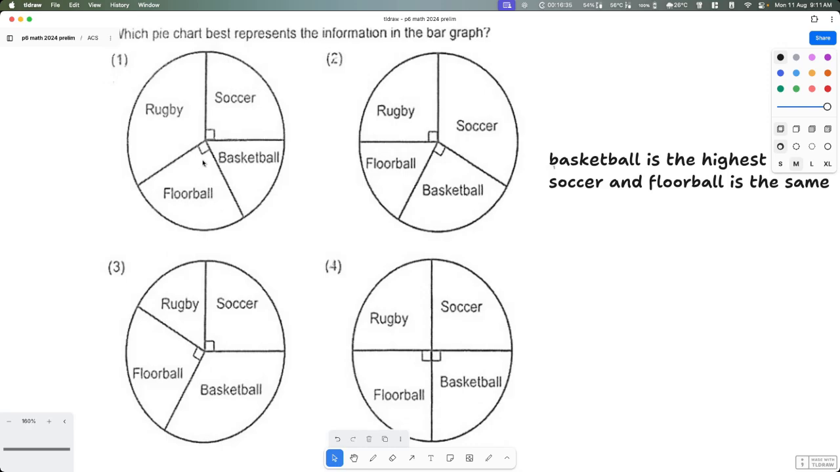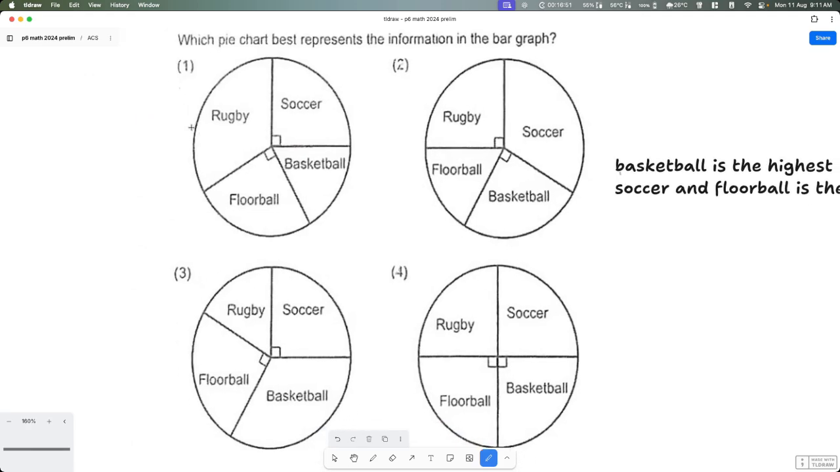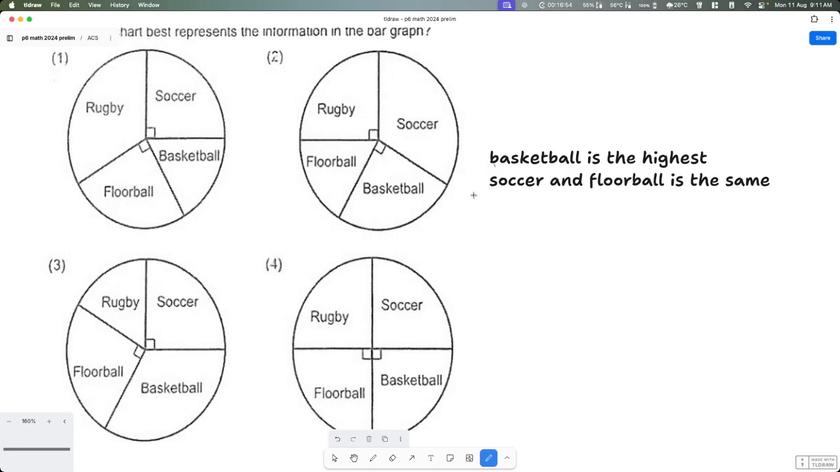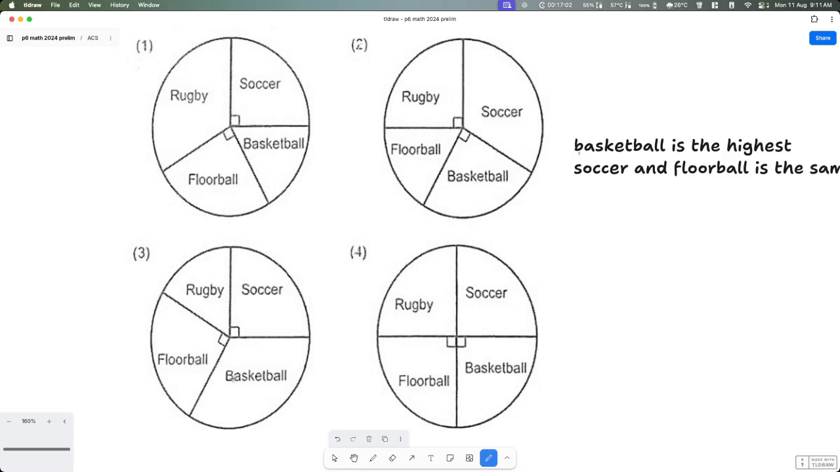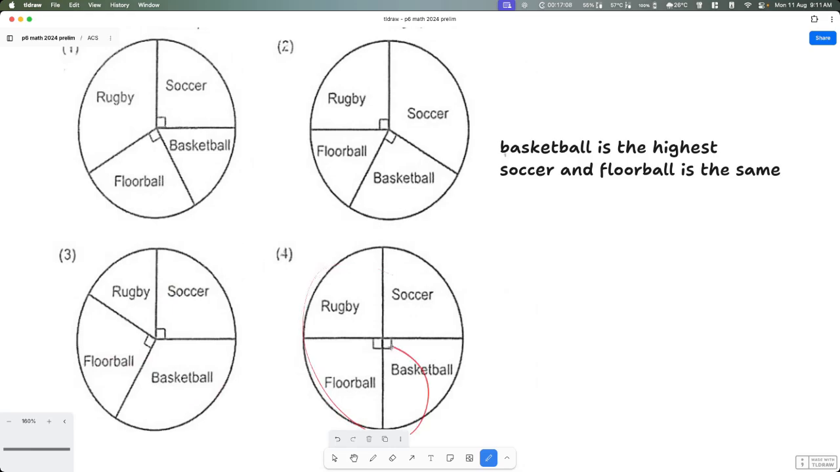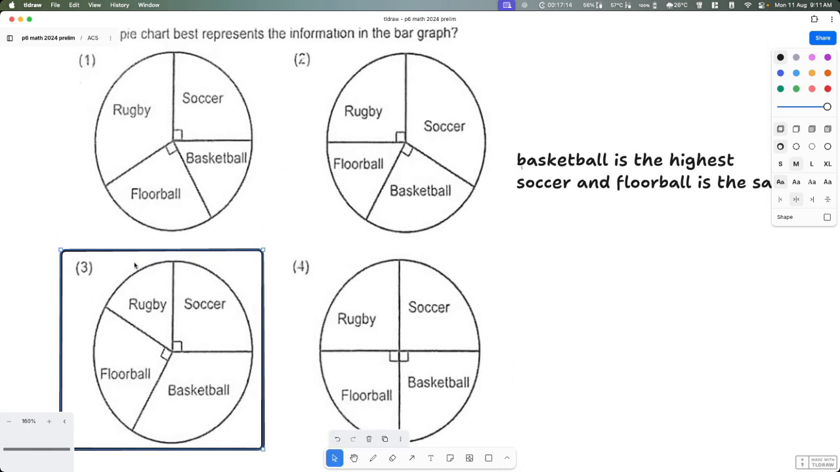From here we can say that soccer and floorball are the same because there are two right angles, right? But here it says basketball is the smallest and rugby is the highest, so number one is not it. Number two, since soccer and floorball are the same, but rugby and basketball are the same, that's not it. Number three says basketball is the biggest and soccer and floorball are the same, so I think this is it. Number four, everything is the same. So in this case, number three is the answer. All right, there you go.